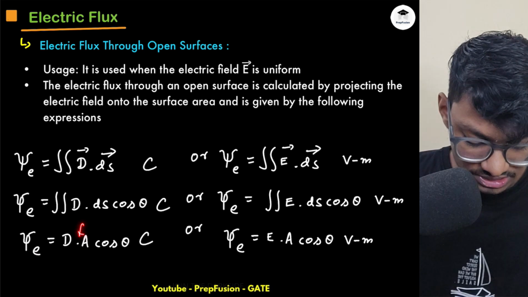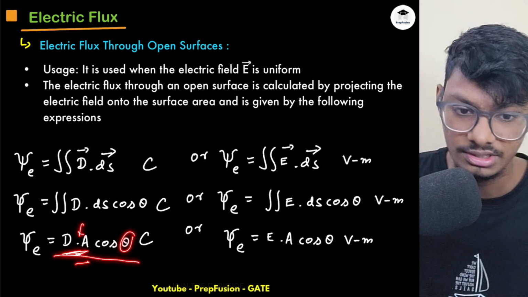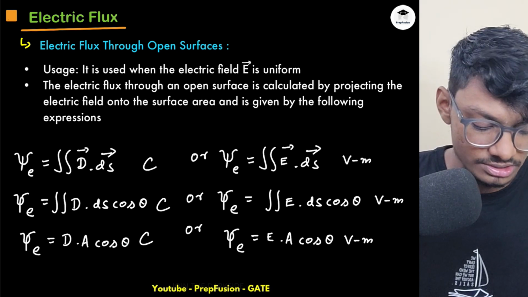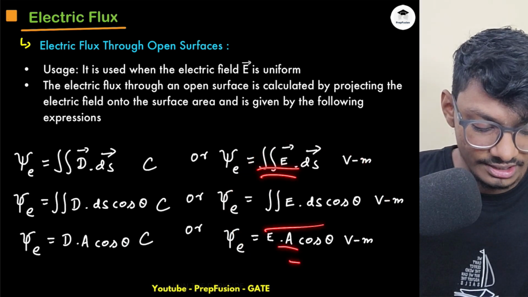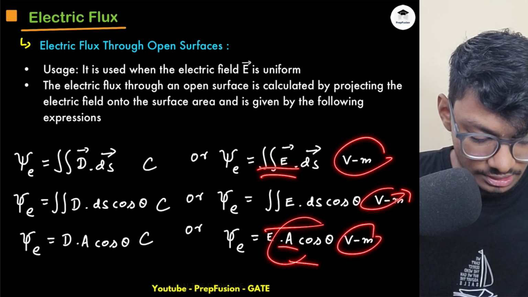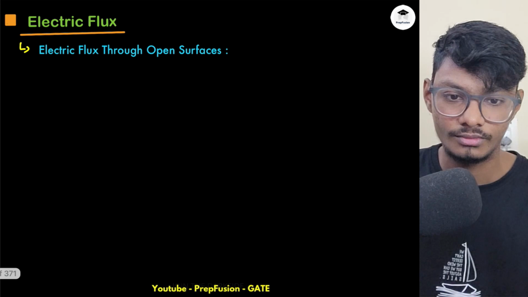Simply then we have to do D dot A cos theta, and theta is 0, so hence D dot A, simple D times A, we get the answer. Okay, so that's how you do this. This can be used for electric field intensity as well. The units will basically change. That's it. Okay, yeah, that's basically it.